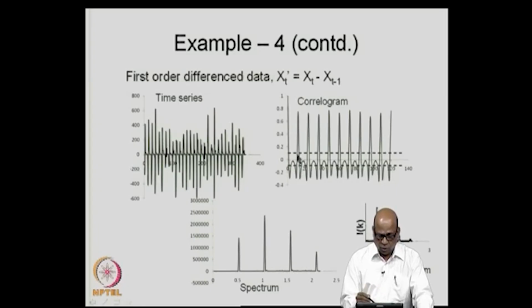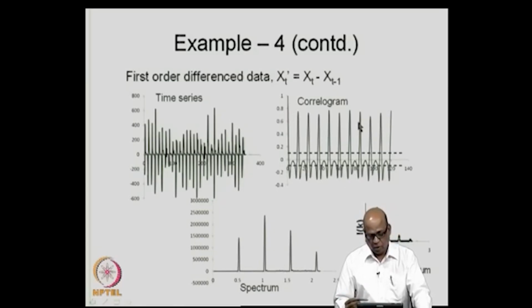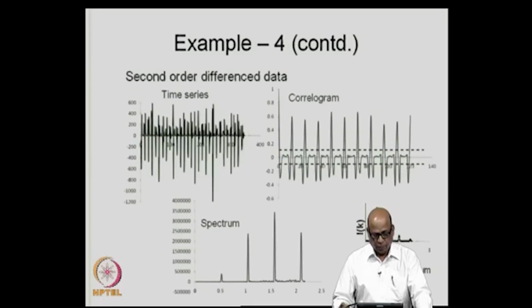The corresponding correlogram appears like this, again indicating that there are still periodicities present here, and the line spectrum appears like this. The original line spectrum was like this. So, the line spectrum is not much different in terms of its indication of the periodicities. So, the first order difference data still indicates that there is some non-stationarity present in the data. We will go to the second order differencing now.